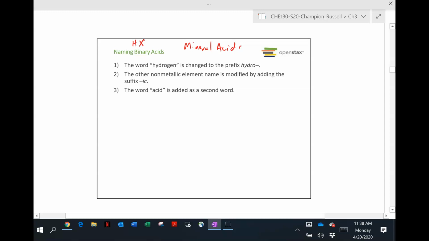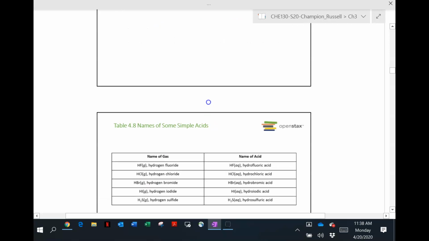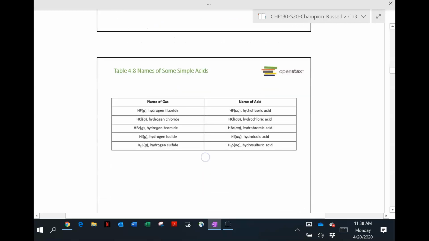And the X is another nonmetal, and we're going to put ic at the end of its name. So we'll take the element name and take the end of the element name off and put ic on it, and then add acid to that, and we'll put hydro in front of it. So we'll see some examples here.